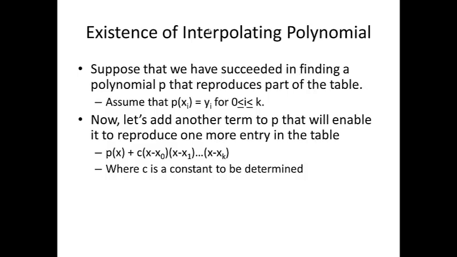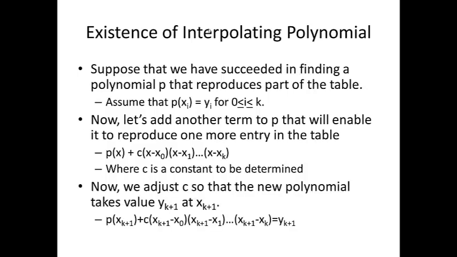Now, this new expression is still a polynomial. It also reproduces the first k points in the table because p itself does so. And the added portion takes value 0 at each of the points x0, x1, through xk. So, its form is chosen precisely for that reason. Now, we just adjust c so that the new polynomial takes value y_(k+1) at x_(k+1).